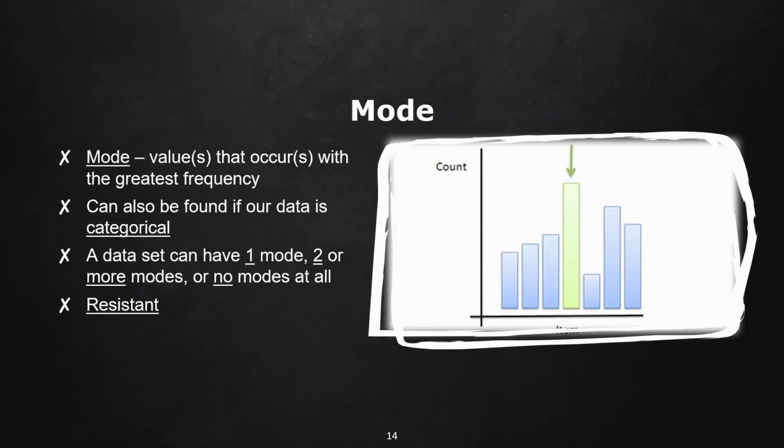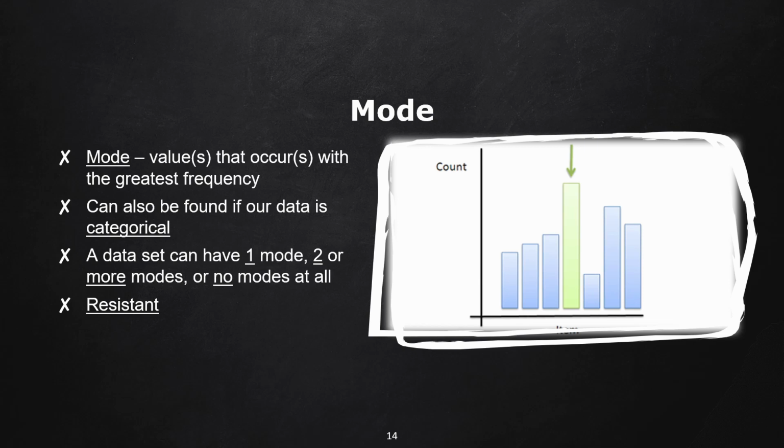Our next measure of center is the mode. The mode is, in essence, the value that occurs the most. Something really neat about the mode is that it could also be found if you have categorical data. The mean and the median is strictly only for numerical data, but the mode, you can use it if you got some categorical stuff. A data set can have 1 mode, 2 or more, or absolutely no modes at all.